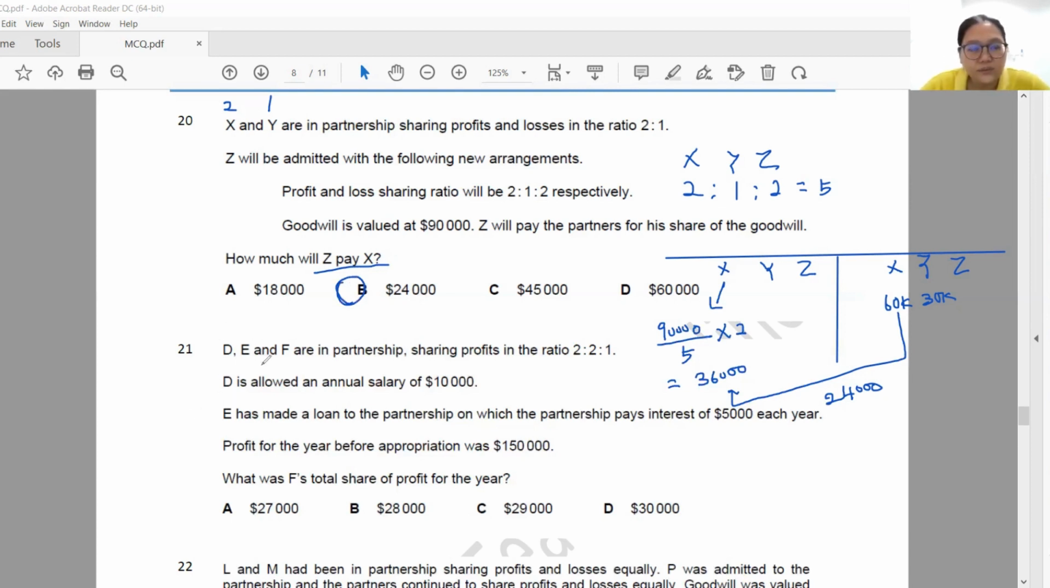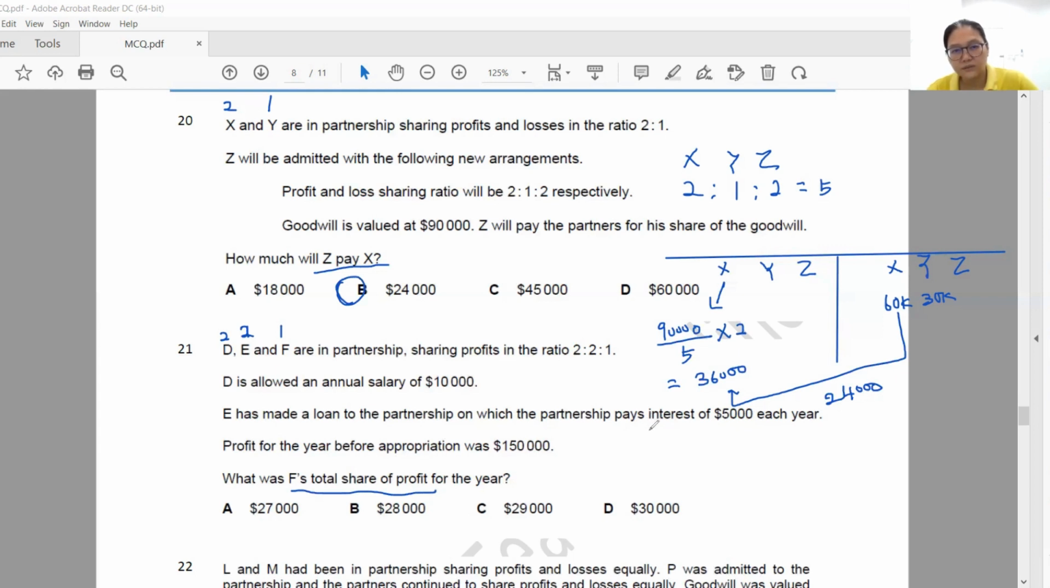Let's continue. D, E, F are in partnership, sharing profit in the ratio 2 to 2 to 1. D is allowed an annual salary of 10,000. F has made a loan to the partnership on which the partnership pays interest of 5,000 each year. Profit for the year before appropriation was 150,000. What was F's total share of the profit?